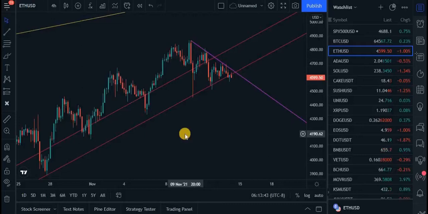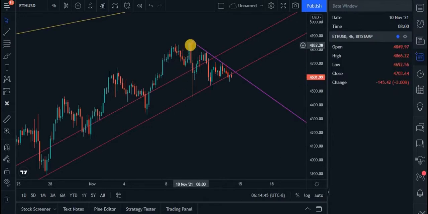In the previous video, we talked about how Ethereum can go up to $5,000. It was around $4,500 and it went up to around $4,900, or exactly $4,866.22. So we haven't reached $5,000.